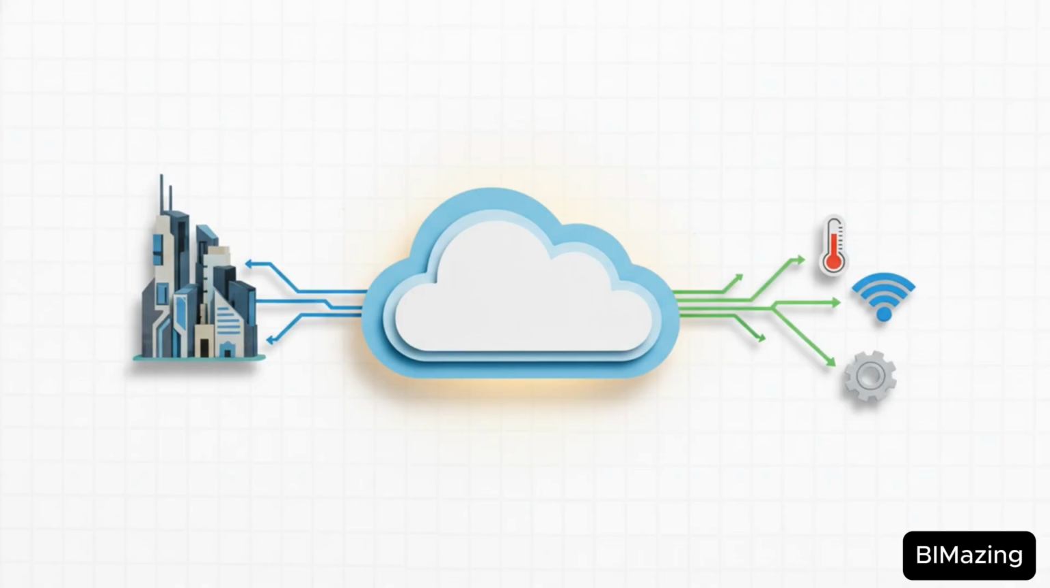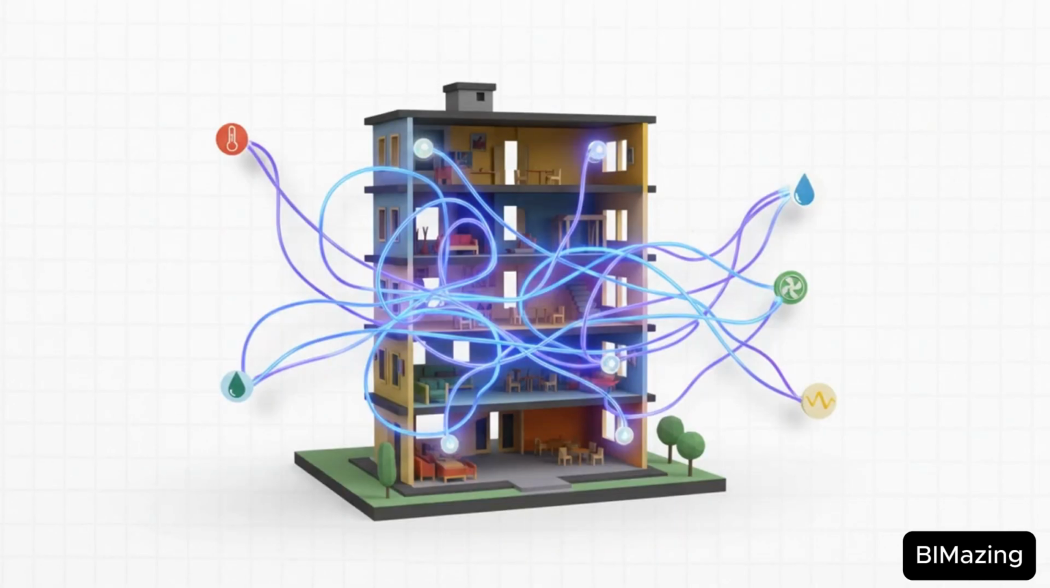And here's that nervous system we talked about, the Internet of Things sensors. These are really the unsung heroes of the digital twin, constantly feeding information back to the brain. We're talking everything from basic temperature and humidity sensors to vibration sensors that can tell you when a pump is about to fail, all the way to occupancy sensors that can help you optimize energy use in real time.